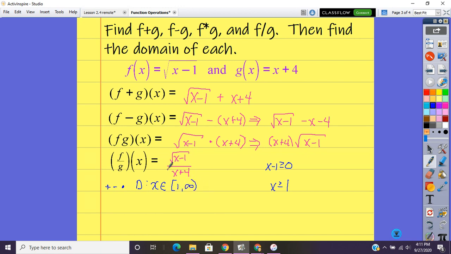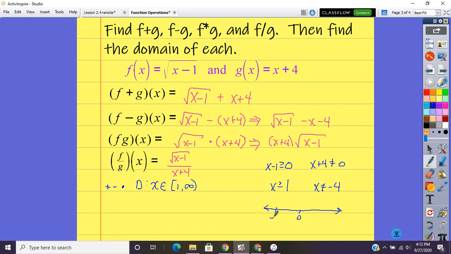This division will cause some problems. We still have this root, so we still have this right here. But we also have this denominator. So we'd say, okay, with our denominator, x plus 4 cannot equal 0. So x cannot equal negative 4.